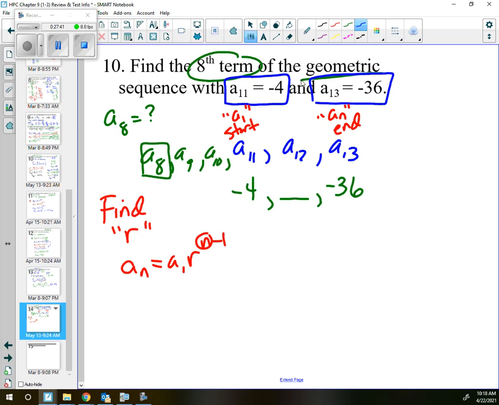So we talked about this before in that section. My ending term is the -36. My starting term is the -4. Trying to figure out R. What I need you to adjust is the N. How many terms are in that sequence? Well, there's only 3, not 13, because I know that's a 13th term, but if I'm starting at term 11, that means there's only 3 terms there.